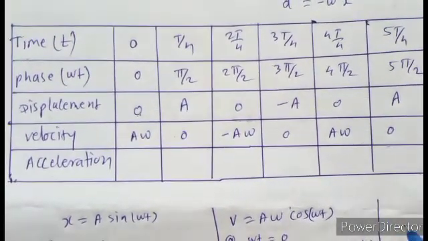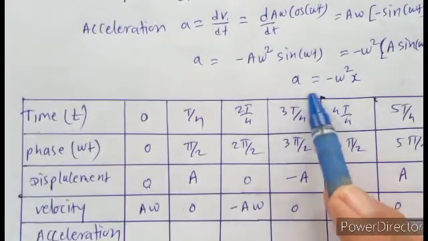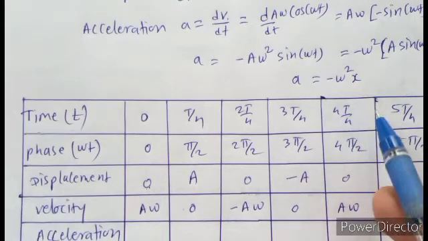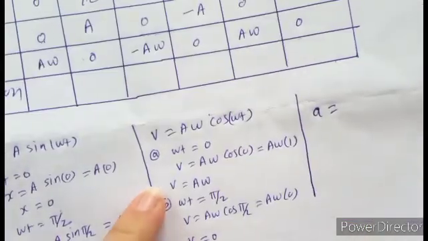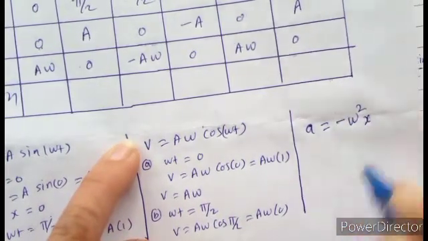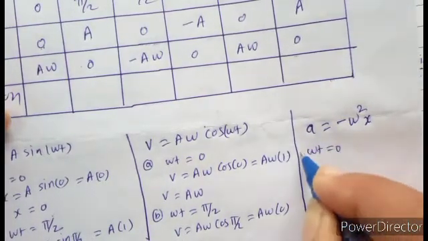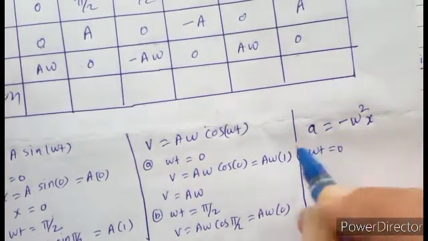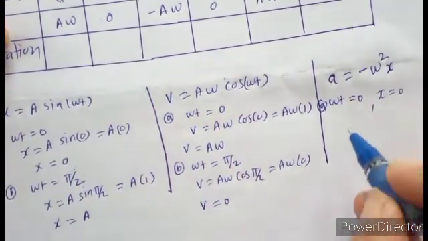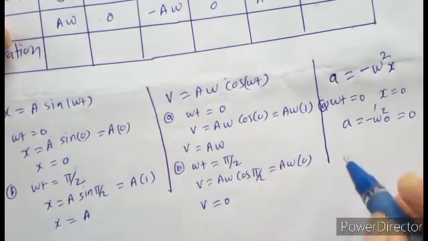Last third, acceleration. For acceleration, we have derived the equation A is equal to minus omega square x. For omega t is equal to 0, we have calculated x is equal to 0. So x is equal to 0. Therefore, A is equal to minus omega square into 0, which is 0.